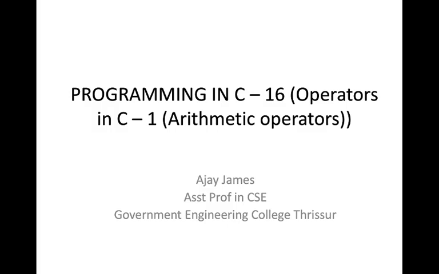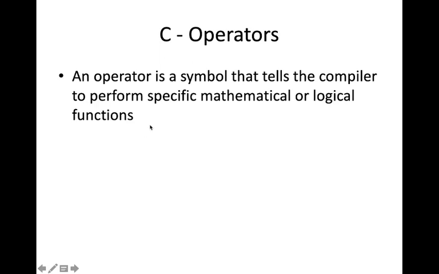Hello all. In this lecture we will see about operators in C, and in this lecture we will see arithmetic operators. To perform arithmetic and logical functions we have different types of operators in C. An operator is a symbol that tells a compiler to perform specific mathematical or logical functions. It's a symbol and it tells the C compiler to perform some kind of operation.